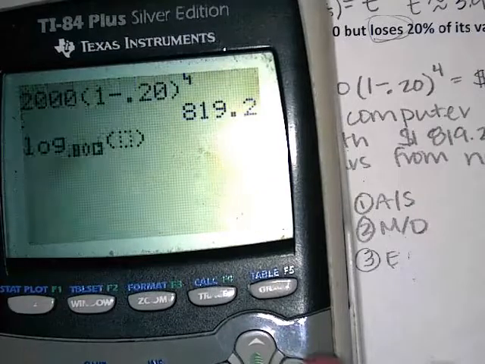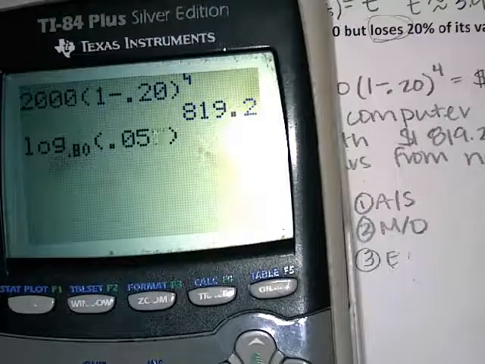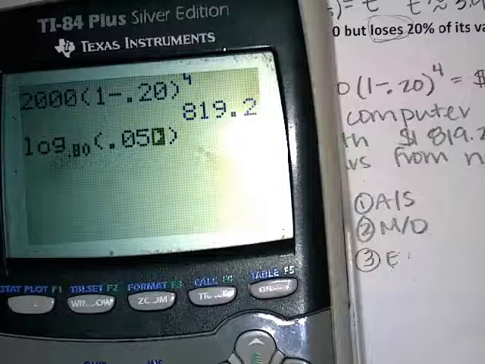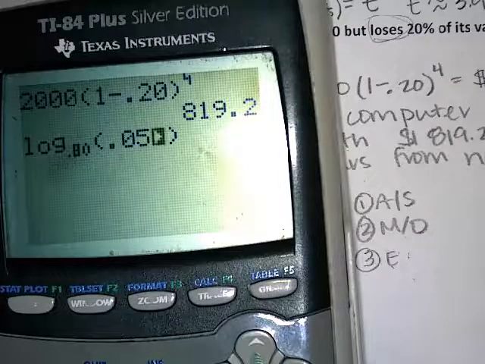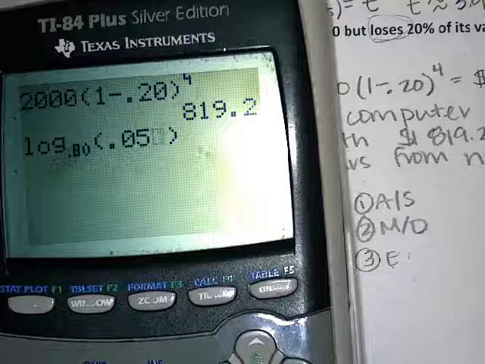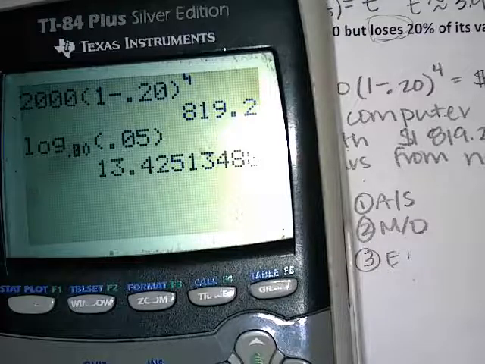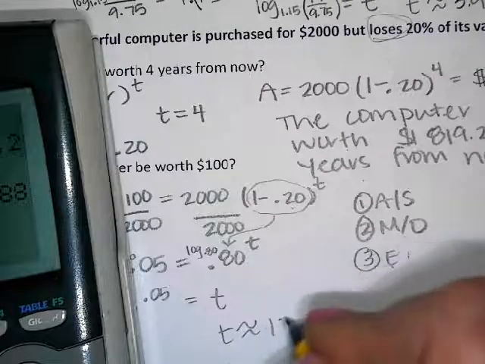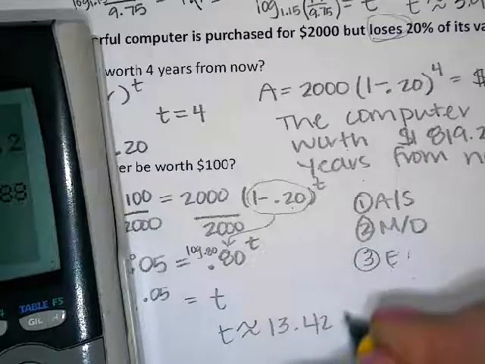So how long does it take for that computer to be worth $100? 13 years. 13 and a half. About 13 and a half. It's not 13 and a half, it's 13.45. 14 years. 14.